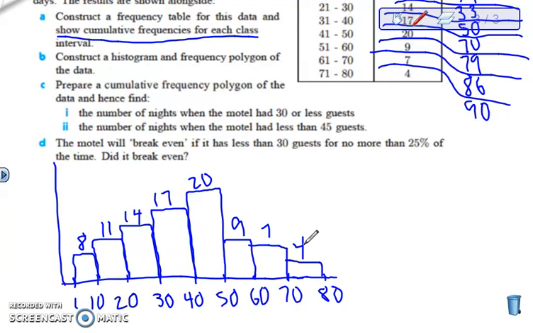Okay, so that is our histogram. To find the frequency polygon, what we're going to do is make a line that connects the midpoints of each of the tops of these boxes so that we get a little graph. It should look something like that.